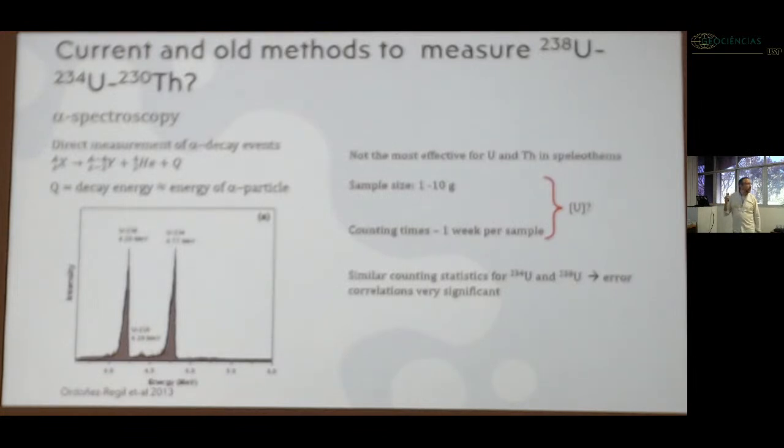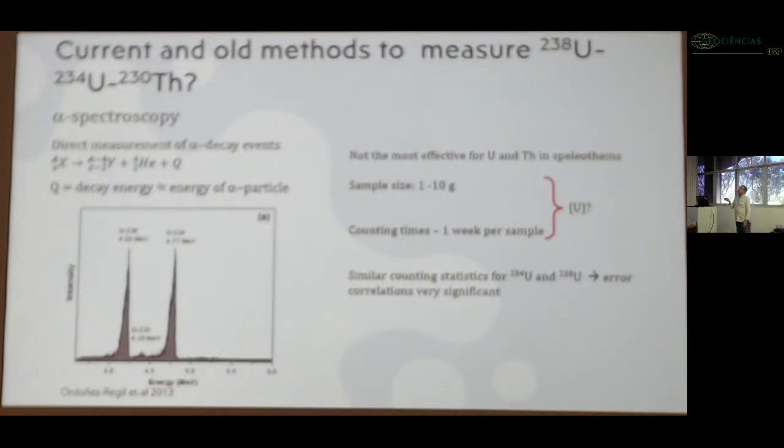Sensitivity is not related to the relative abundance of the isotopes, but rather to how radioactive they are. So you can see here, this is an alpha spectrum of uranium-238 and uranium-234. They are fairly similar sensitivity-wise. The problem is that once the counting statistics are considered, they are very similar, and therefore a property called error correlations becomes very, very important. I'll show you a little bit later what the error correlations are.